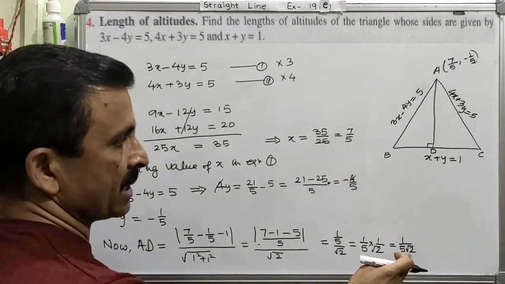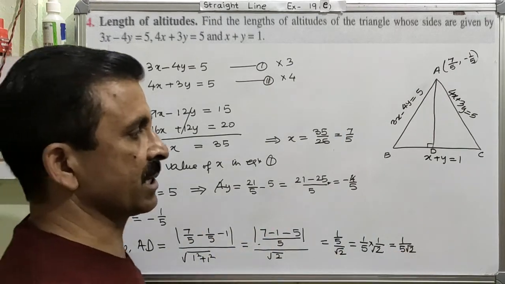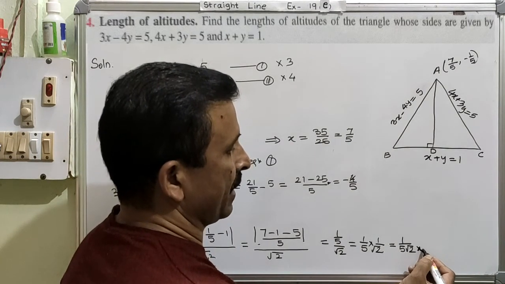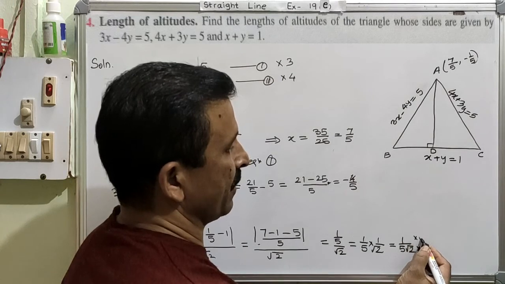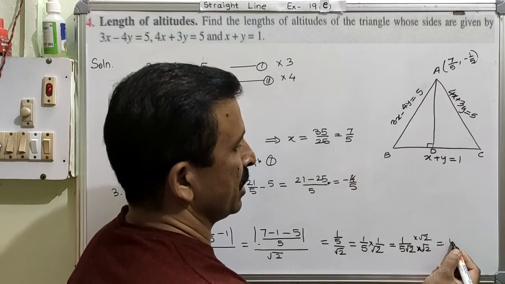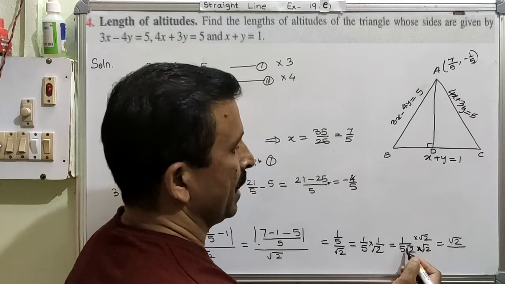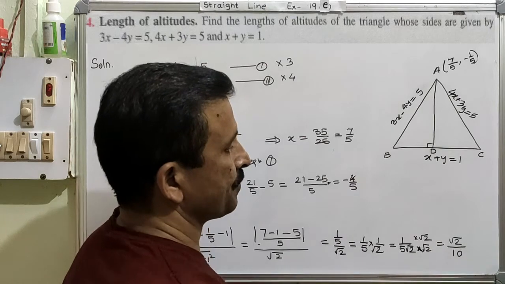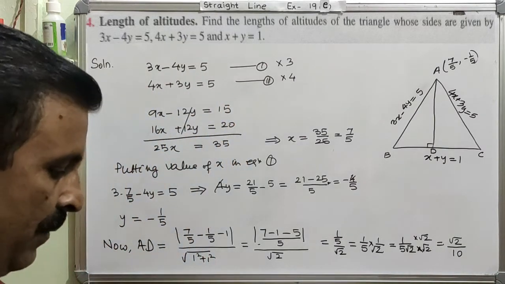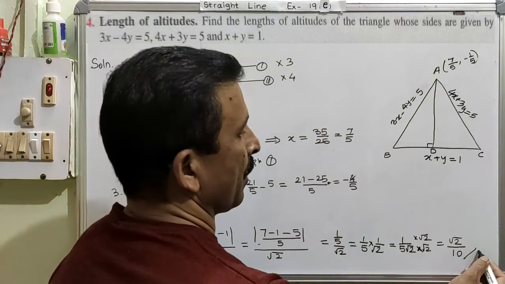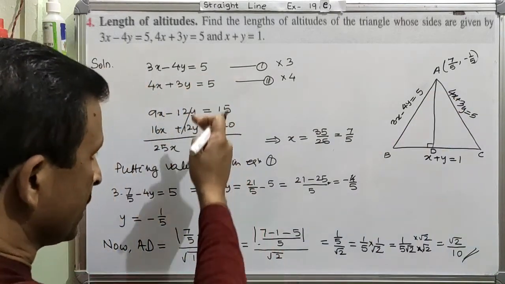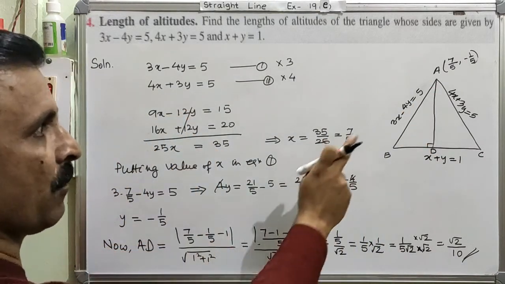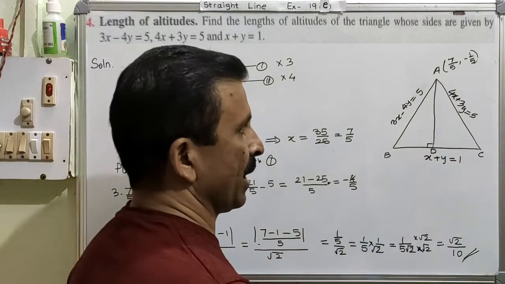Now, but the problem here is that this is an irrational number, so we need to rationalize. For rationalization, we can multiply the numerator and denominator by the same radical number, root 2. So the numerator becomes root 2 and the denominator becomes root 2 into root 2, only 2, and with that 2 you multiply 5, it becomes 10. So this is the length of your altitude AD. So this much work you have to do for calculating one altitude. So I completed one altitude. For the other two altitudes, you have to calculate by yourself.